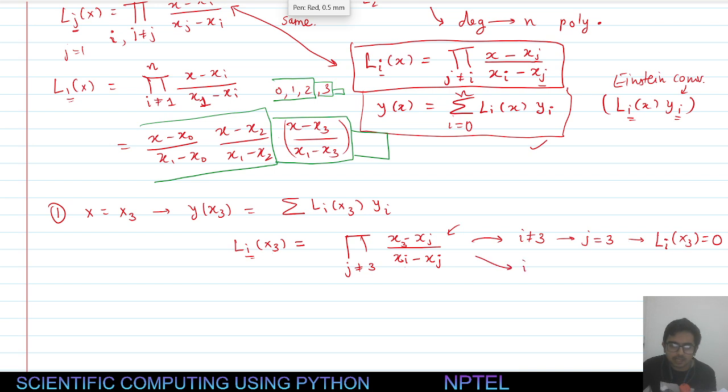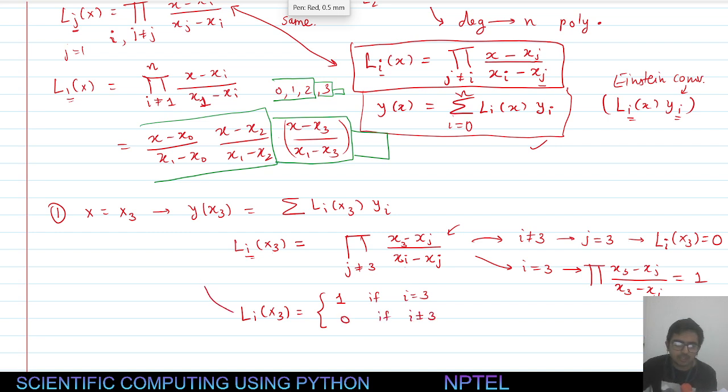And if i is actually equal to 3, then our product becomes just x3 minus xj divided by x3 minus xj, which means this is going to be just 1, because numerator and denominator are the same in each and every term. So our Li of x3 becomes 1 if i is equal to 3, 0 if i not equal to 3.